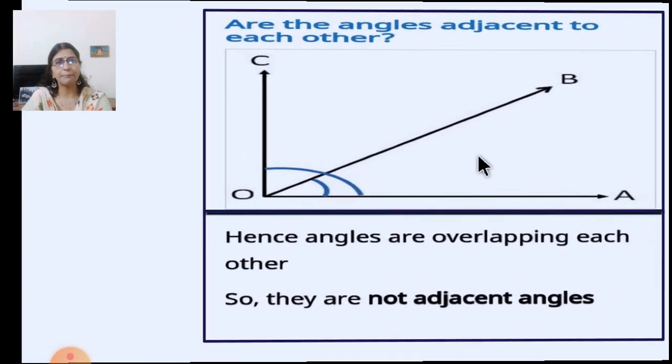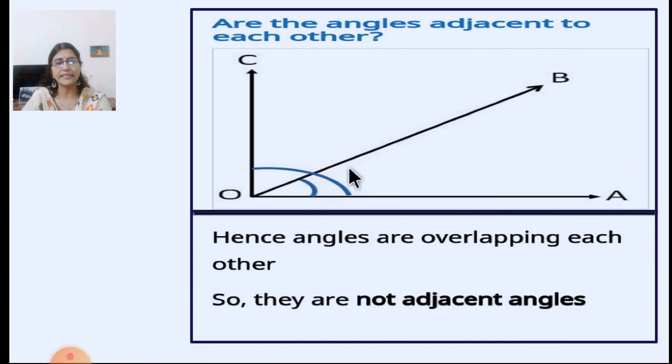Now next example, are the angles adjacent to each other? Here you can see one angle given, angle AOC, and another angle, angle AOB. Here again they are not adjacent to each other. You can see the angles are overlapping each other. Angle AOB is overlapping on angle AOC. So they are not adjacent angles.